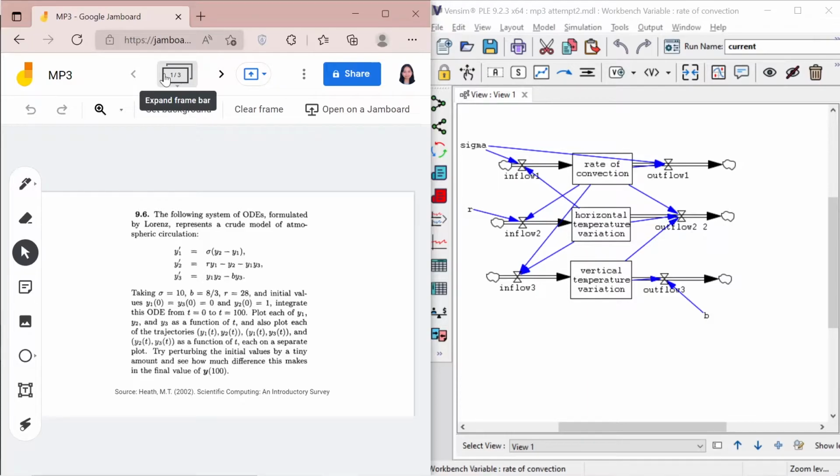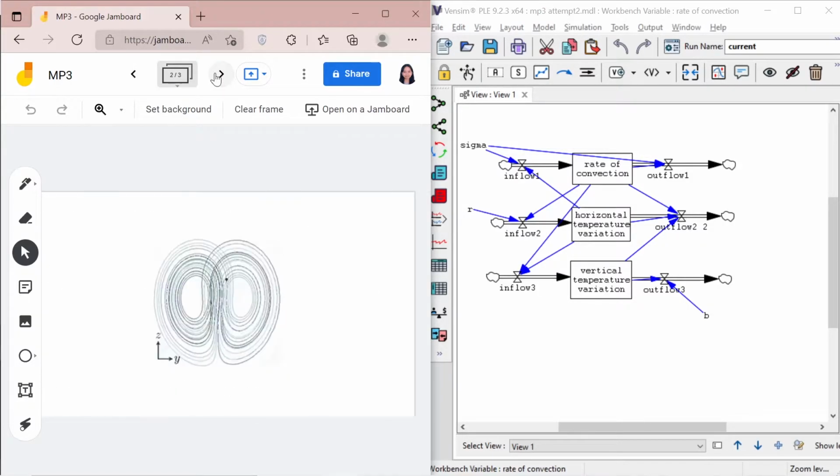Plot each of y1, y2, and y3 as a function of t, and also plot each of the trajectories y1(t) versus y2(t), y1(t) versus y3(t), and y2(t) versus y3(t) as a function of t, each on a separate plot. Try perturbing the initial values by a tiny amount and see how much difference this makes in the final value of y(100). Lorenz is a meteorologist who has come up with a system of ODEs called the Lorenz system.